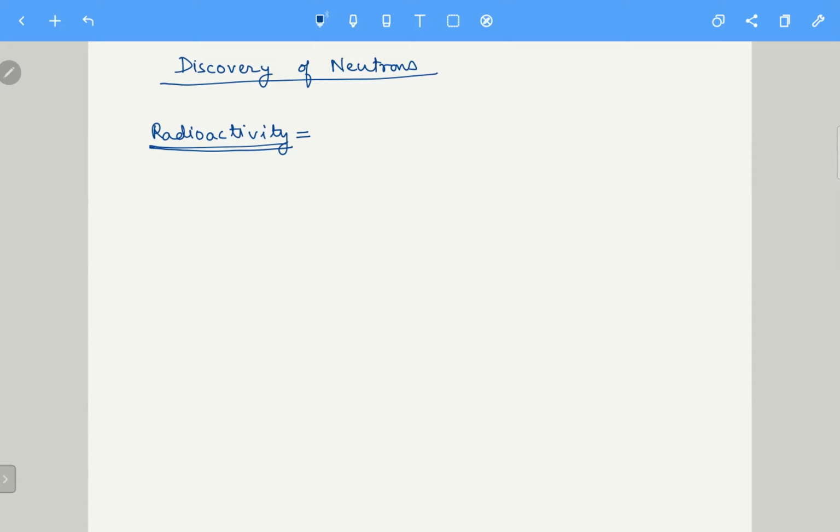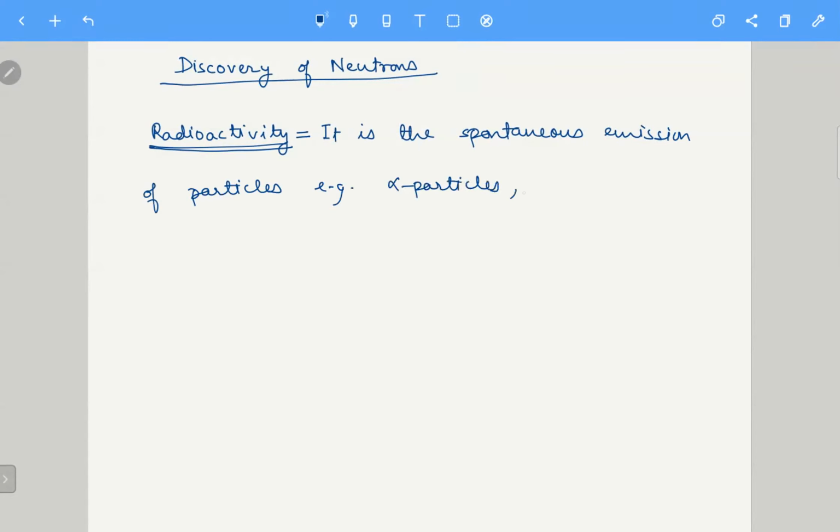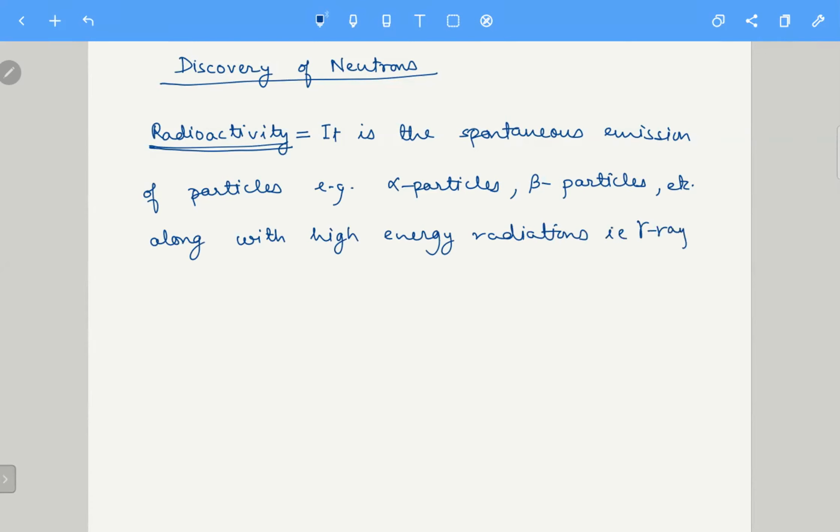Okay. So we'll define radioactivity. It is the spontaneous emission of particles such as alpha particles, beta particles, etc., along with high energy radiations, that is gamma rays, from a substance.